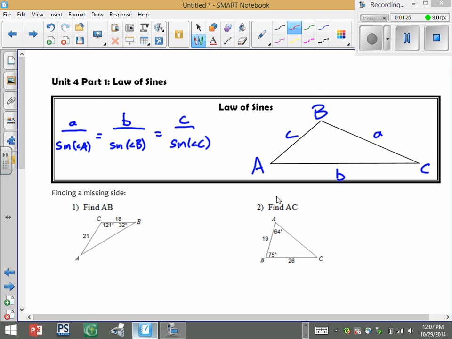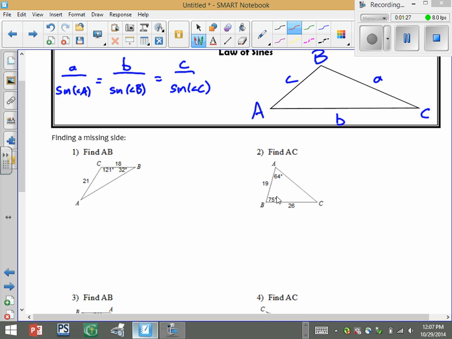In order for it to make more sense, maybe we do an example. Find side AB. So we're looking for that length right there, and we'll call that side X. X goes on top of the fraction, and the bottom part is going to be the angle that's across from X. That's 121, but we don't just put the angle. We need the sine of 121 degrees.